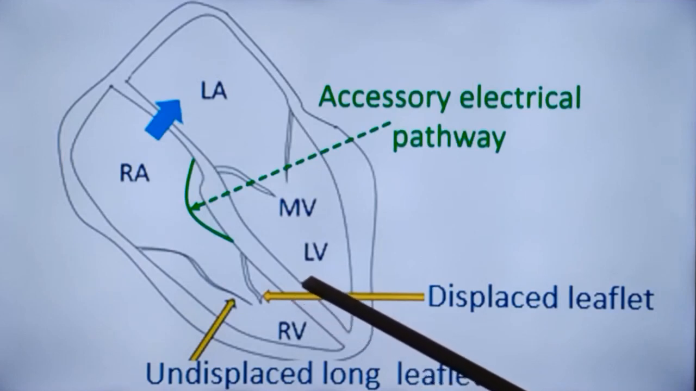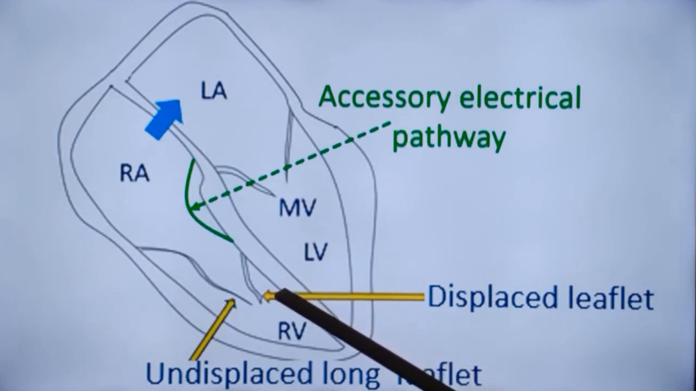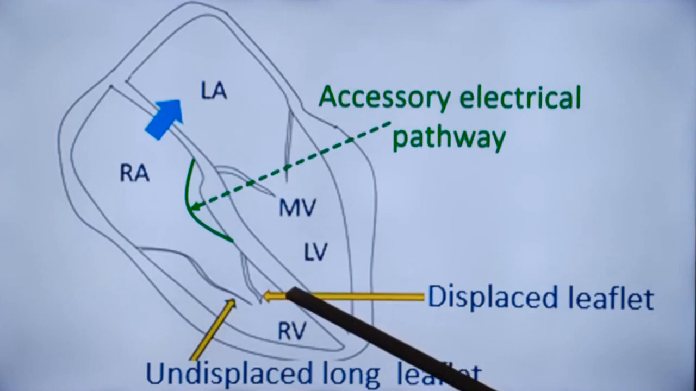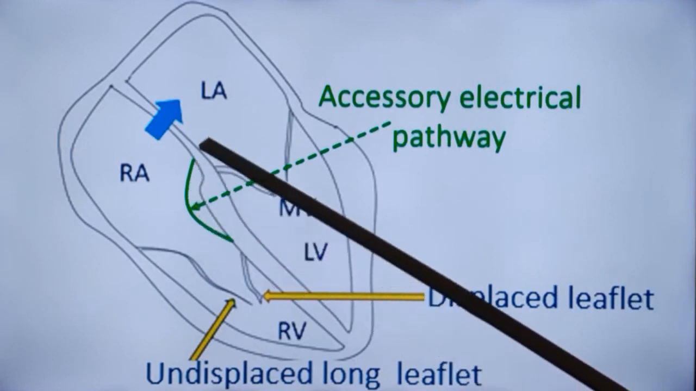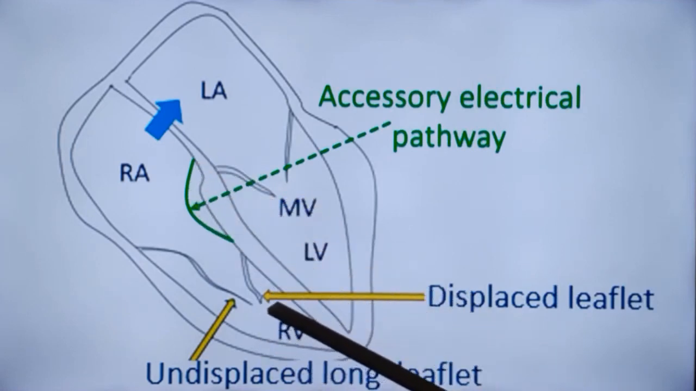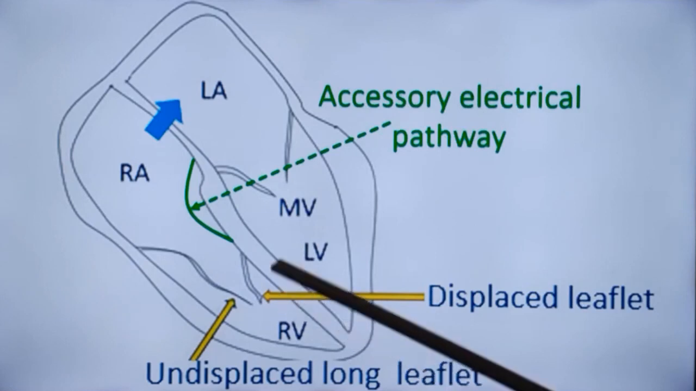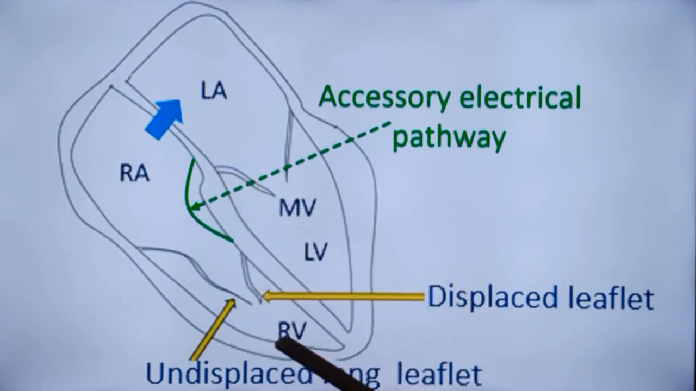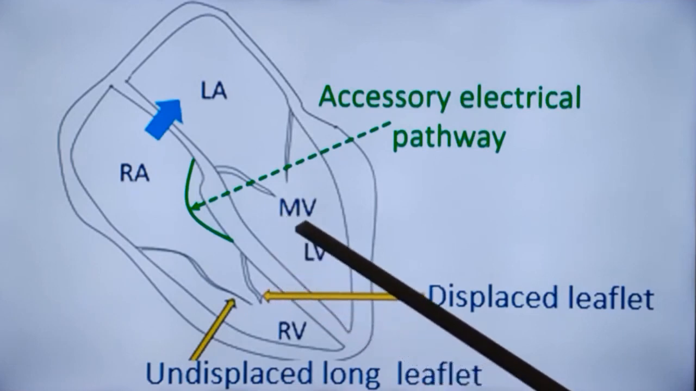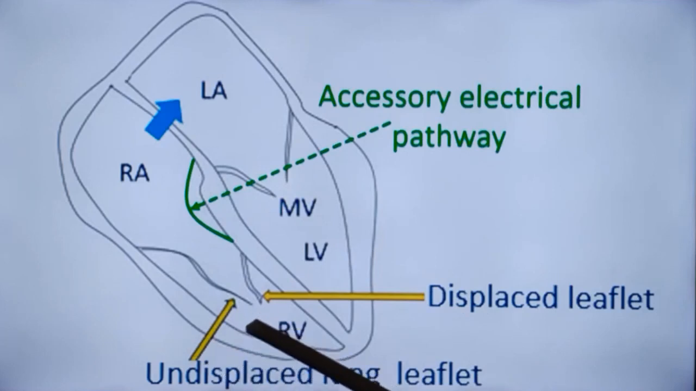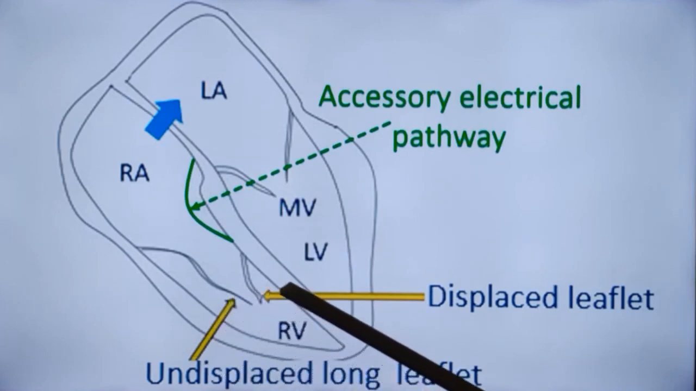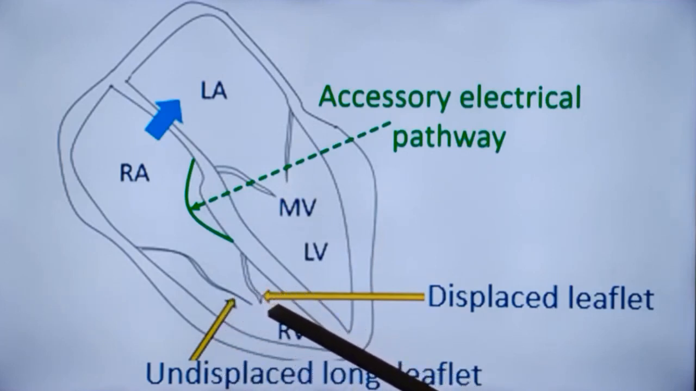So, in fact, if the ECG of a person with Ebstein's anomaly does not show an incomplete right bundle branch block pattern, then an accessory pathway is suspected. An electrophysiological study will show that, and this pathway can be ablated. This is one important cause of supraventricular tachycardia in Ebstein's anomaly. A huge right atrium can also predispose to supraventricular arrhythmias in Ebstein's anomaly.